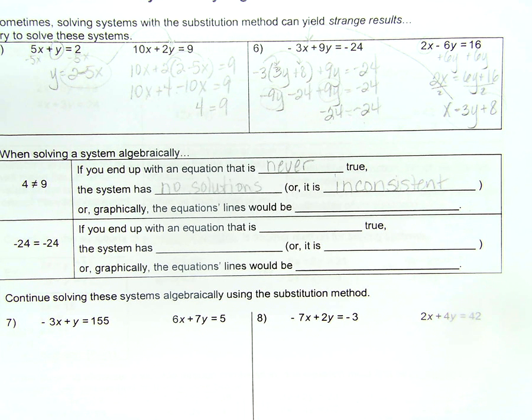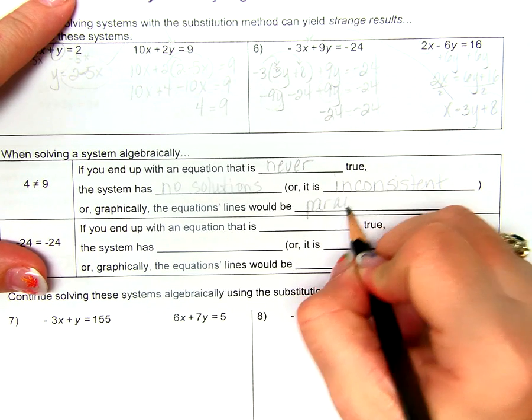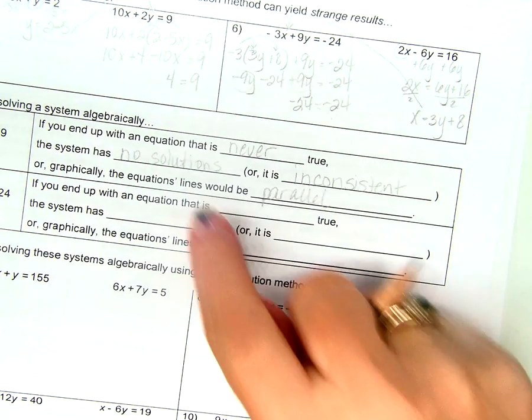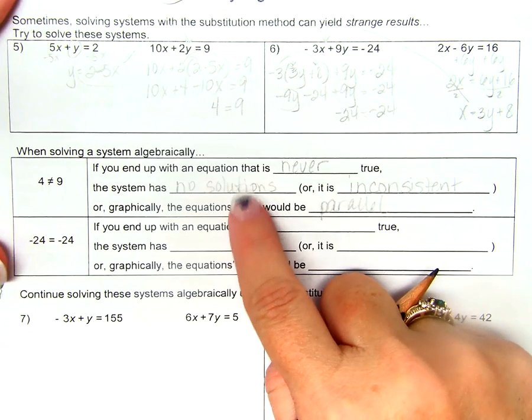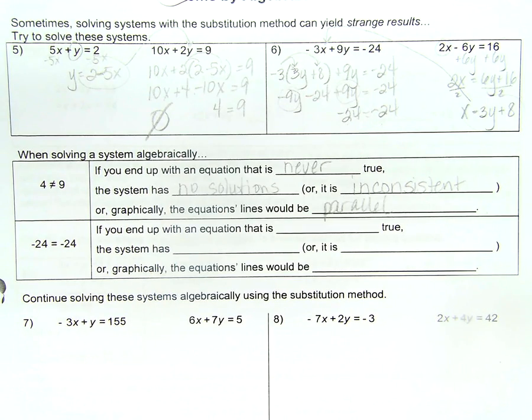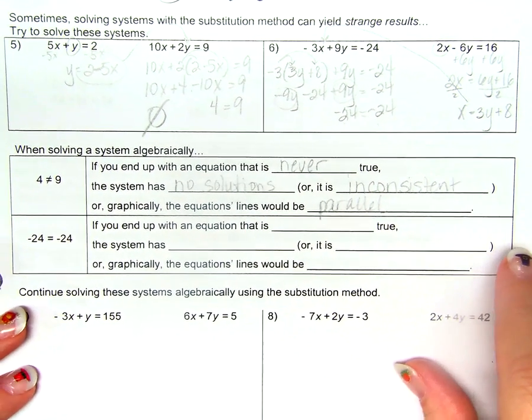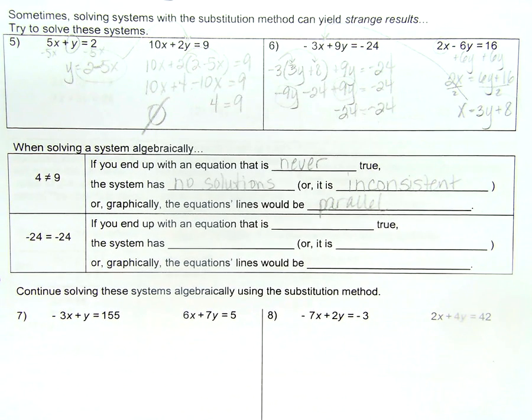Graphically, the word you guys tried to tell me a second ago, graphically the equations would be what? Parallel. Okay? Graphically the equations would be parallel. Does anybody remember the symbol I could use for this one? Do you remember what that means? It does represent no solution, but do you remember what it means? It means the empty set. Okay, you remember that? There's no solutions in the set, so it's an empty set.